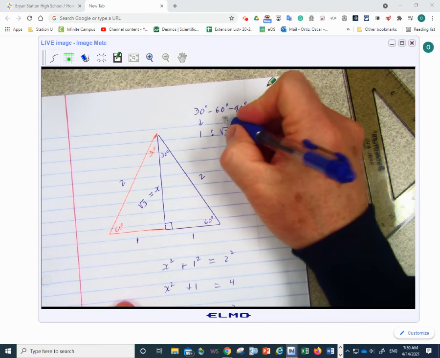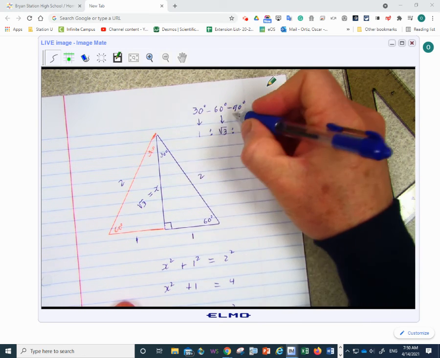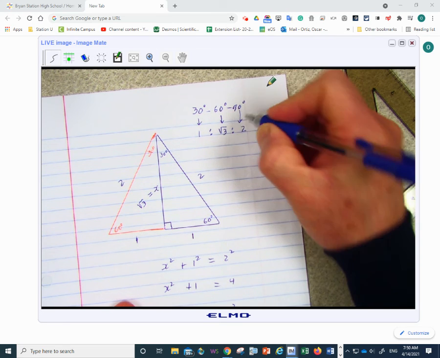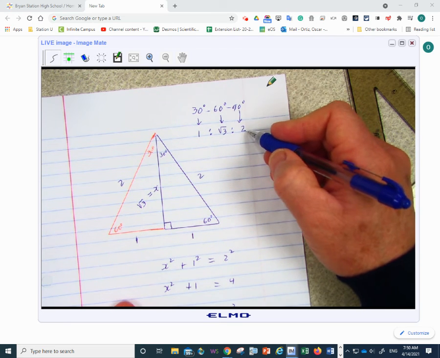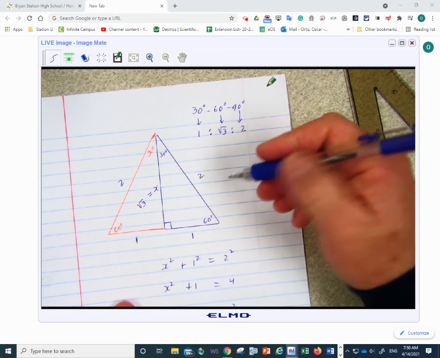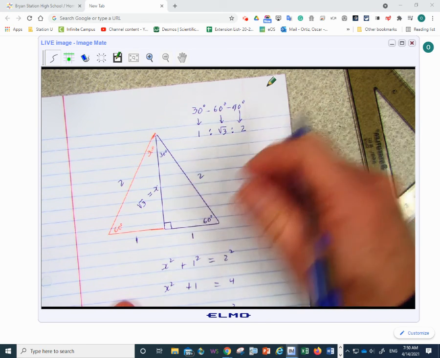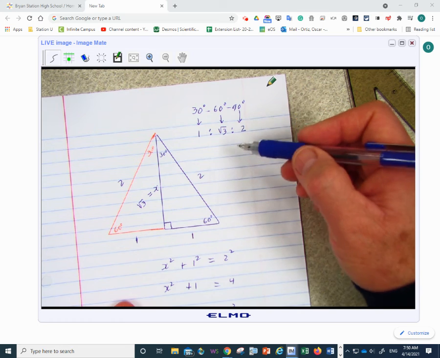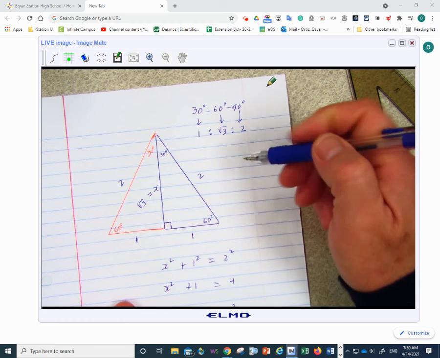Notice that the shortest side will be opposite to 30, the middle side will be opposite to 60, and the longest side will be opposite to 90. And that is this one down here, the hypotenuse. So, of course, any other 30, 60, 90-degree triangle will be a dilation of this one.